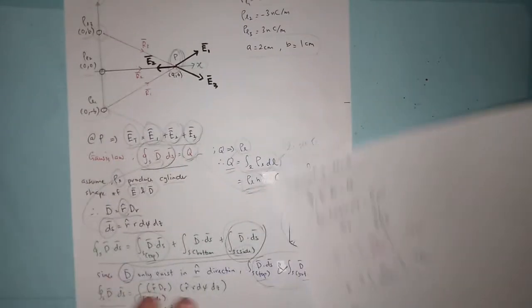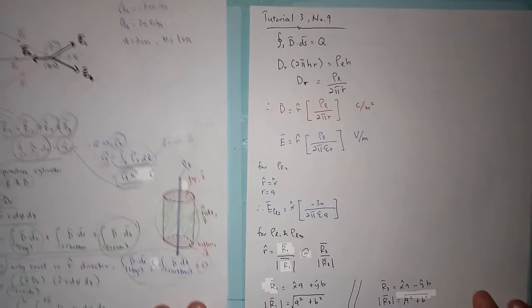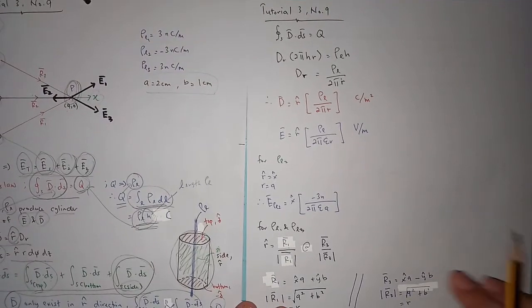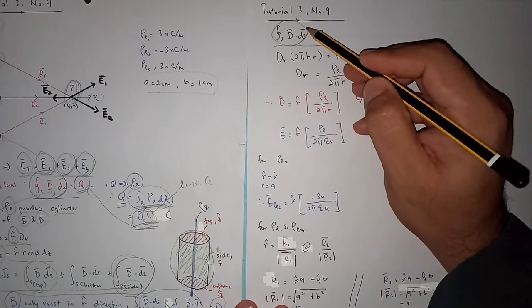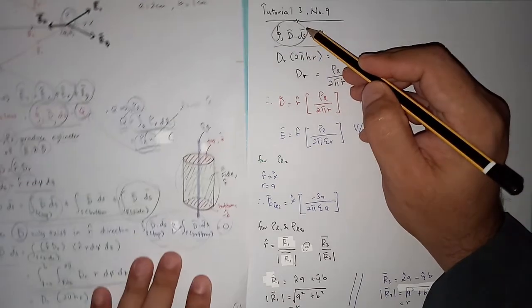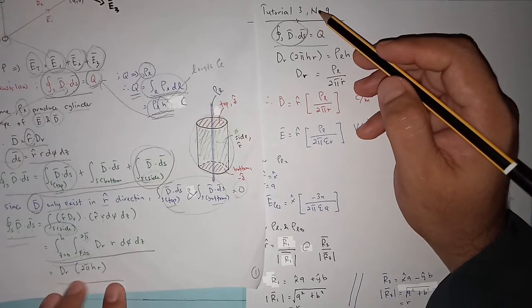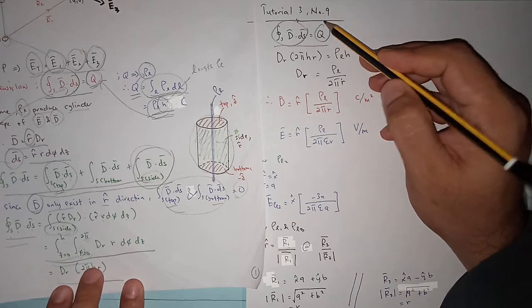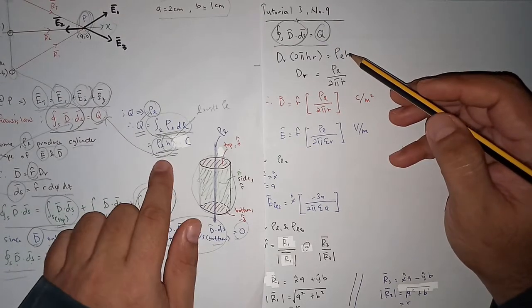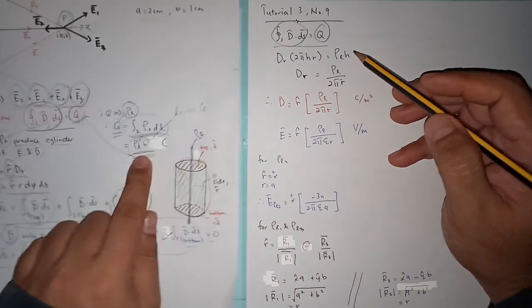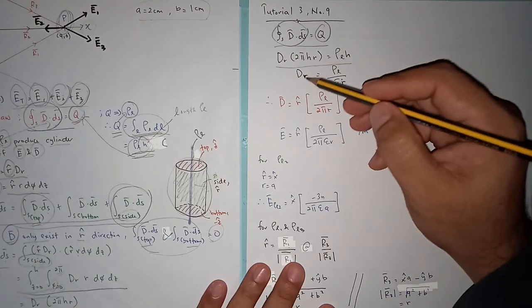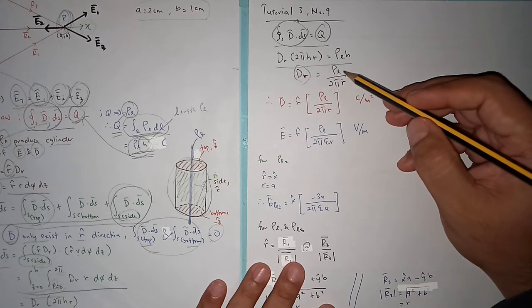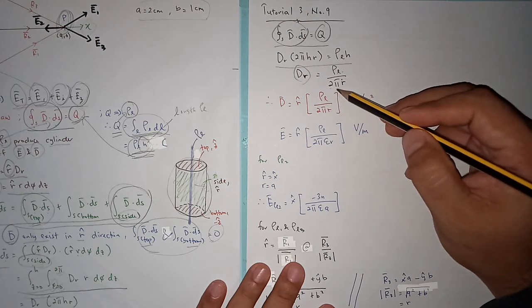Because we have solved both sides of the Gauss law, this is our Gauss law equation. On this side, the solution is given by this expression, which is Dr 2 pi h r, and the solution for the Q is given by this step, so we have rho L h. If we put it this way, we can have our expression for Dr is equal to rho L divided by 2 pi r.